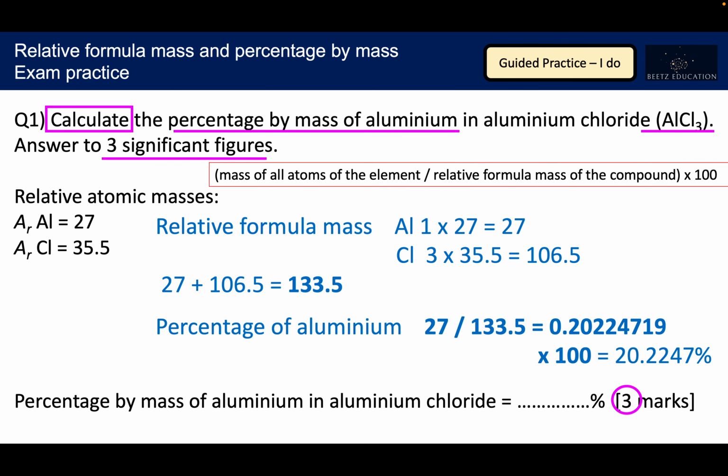I then calculate my percentage of aluminium by doing the mass of all aluminium atoms, and since there is only one of them, I'm using 1 times 27 is 27 divided by the relative formula mass multiplied by 100 to give me my percentage. And since I've been asked to give this to 3 significant figures, I'm looking at my third value here, the 2 after the decimal point. And since the 4th number is less than 5, I'm going to round down, leaving this at 20.2%.